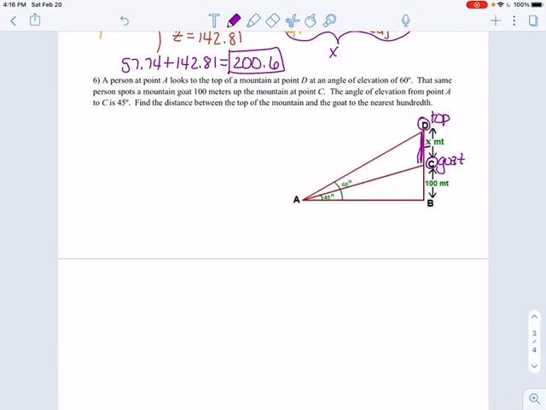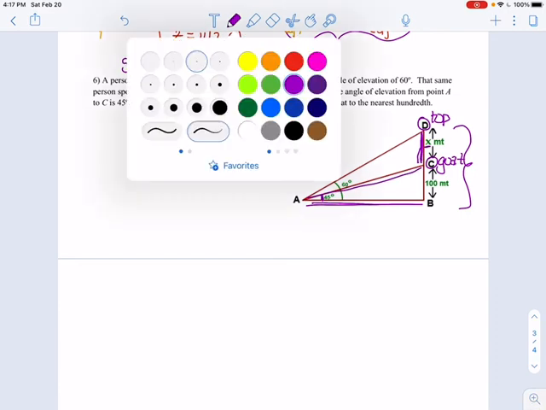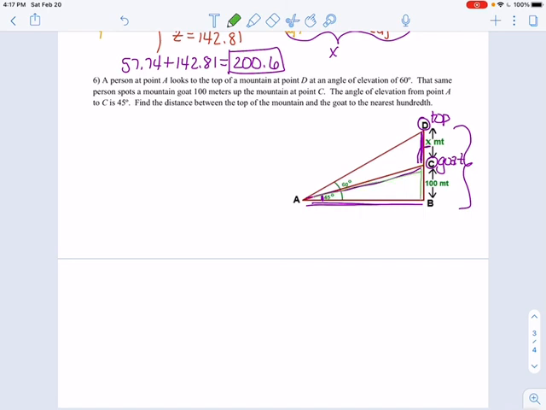I'm going to have to first find this side right here. I'll find this side first, part of that bottom triangle. And then once I find that, then I'm going to find this entire side here. And then I can subtract. So first thing I'm going to do, I'm looking at this 45 right here, and I'm looking at this bottom. Let me change my color, green. I'm looking at this bottom green triangle.